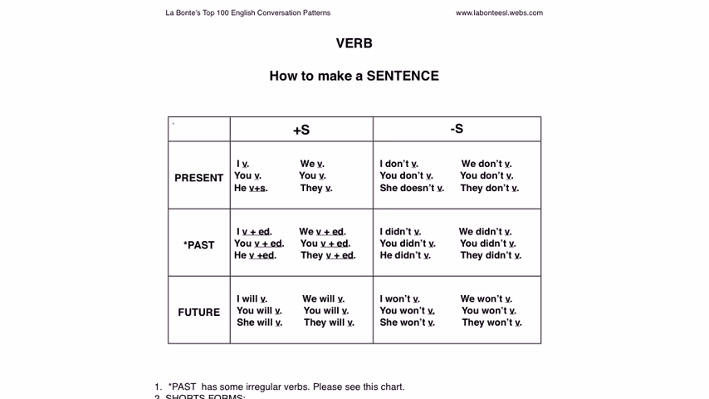In a sentence, there's only two large variables. It's either a positive or a negative sentence, and you have three basic tenses: the present, the past, and the future. With the present tense, the third person singular offers the S attached to the verb. That's the only real difference. Otherwise, they're all verbs. I study, you study, he studies, we study, you study, they study.